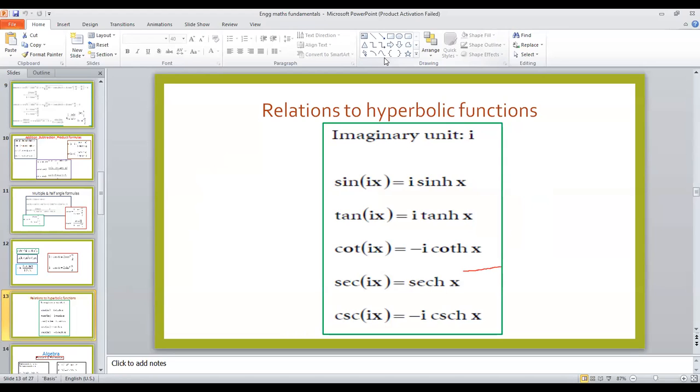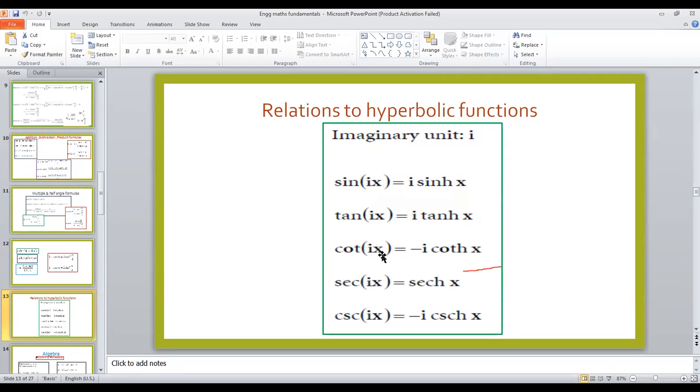Will you get the relation between trigonometric and hyperbolic functions? What is the actual relation between them? Sin of ix. Sine is a trigonometric function, but having this complex term. And what is that relation with hyperbolic? It is i sin hyperbolic x. Now then tan of ix. It is i into tan hx. Then cos ix. Cos ix is what? Cos hx.